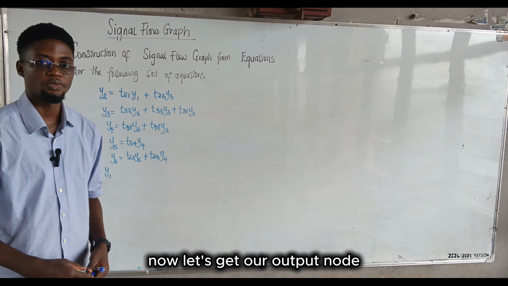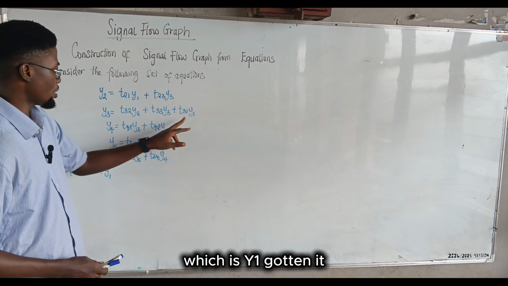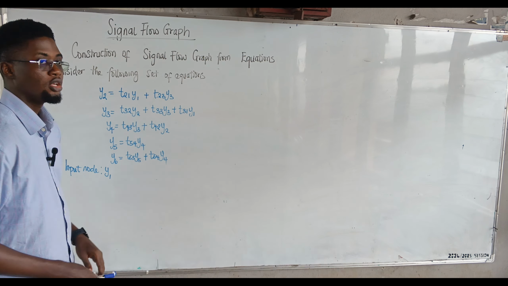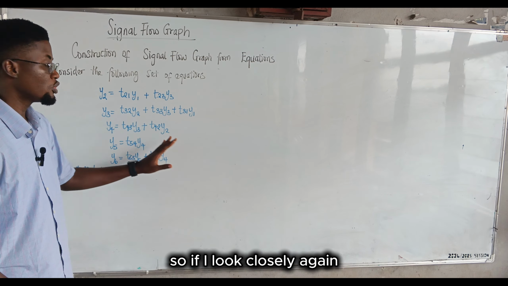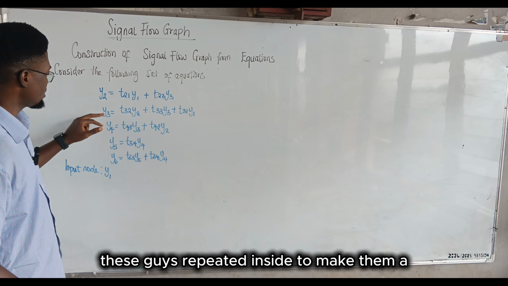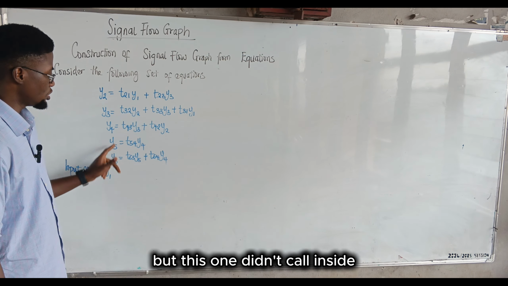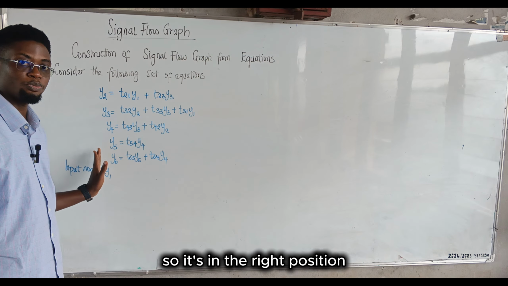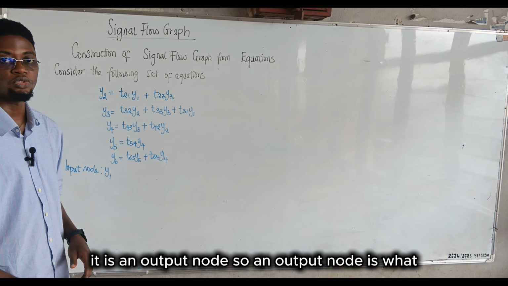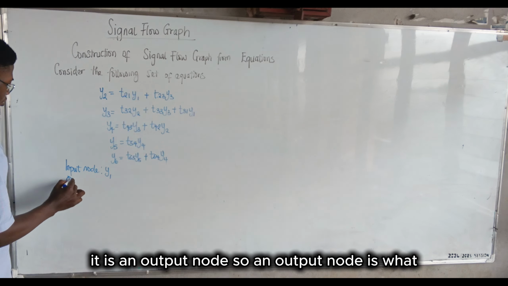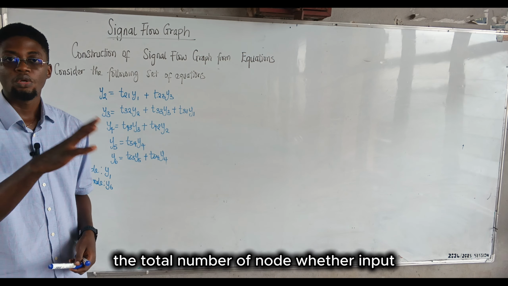Now let's get our output node. What's our output node here? The input node is on the right side, which is y1, and it doesn't occur here. So our output node, on the other hand, is supposed to be here alone and doesn't occur here. If I look closely again, I've checked all of them. These others repeated inside, and that made them mixed nodes. But this one didn't go inside, so it's in the right position. It doesn't repeat itself inside. Therefore, it is an output node. So what is our output node? Y6.